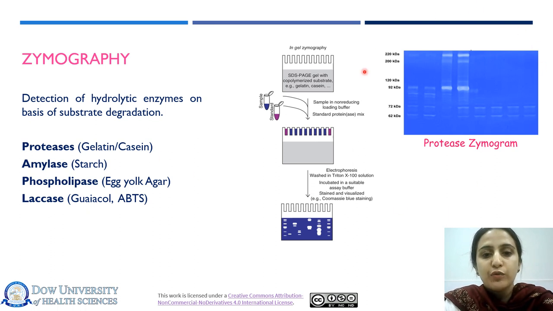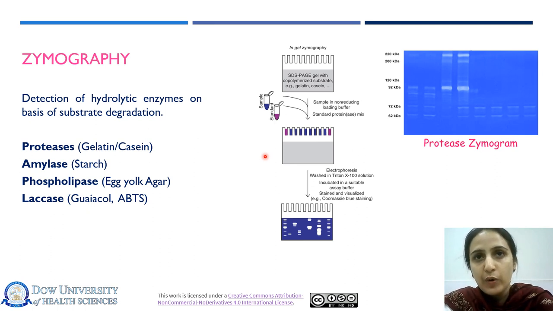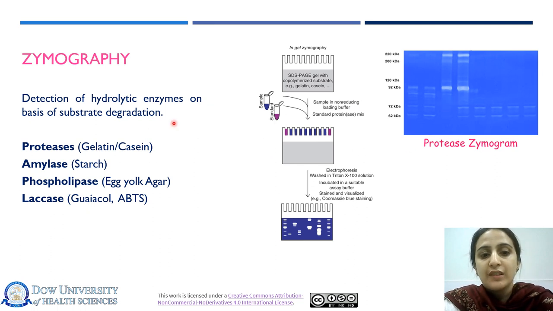Once the electrophoresis is complete, we place the gel in the activation buffer, that is the buffer which is required by the enzyme to do its enzymatic activity. If your sample has the enzyme present, for example a protease, it will degrade the gelatin. And then after this degradation is complete, overnight, we stain the gel.